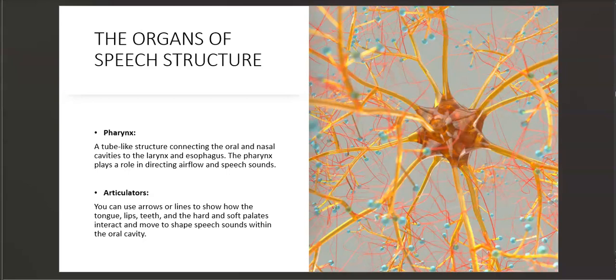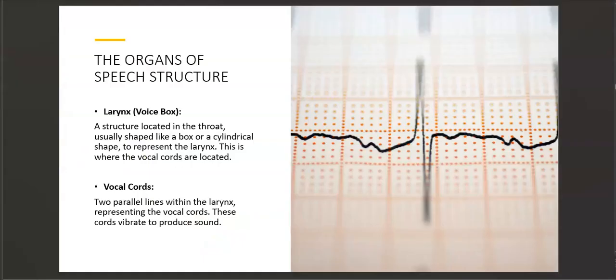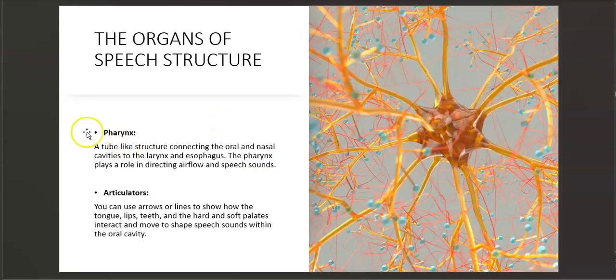So the pharynx connects the oral and nasal cavities to the larynx, okay? And we talked about the larynx here. And what did we say the larynx is? It's just the voice box. So the voice box is connected by this tube we call the pharynx. So now I hope you're getting it. So the voice box or the larynx is connected by a tube-like structure that connects the oral and the nasal cavity to the larynx.